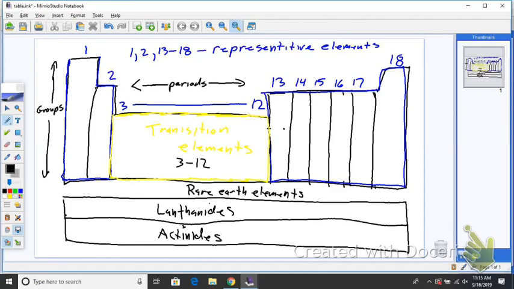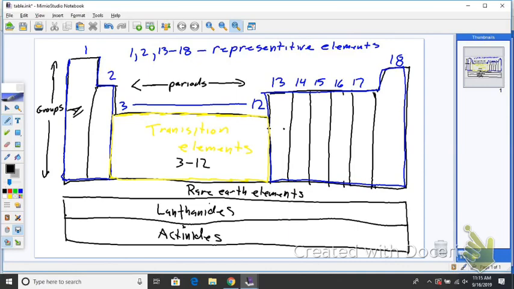If you want to redraw this sometime, it gets kind of messy. It's kind of up to you. But groups are up and down. Periods go across. Now, there's some families that are also called groups. And those families, the four families we need to know a little bit more about because they have similar characteristics.